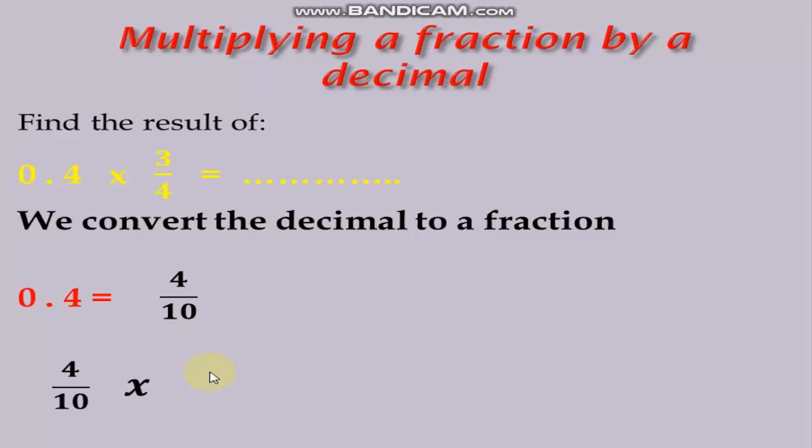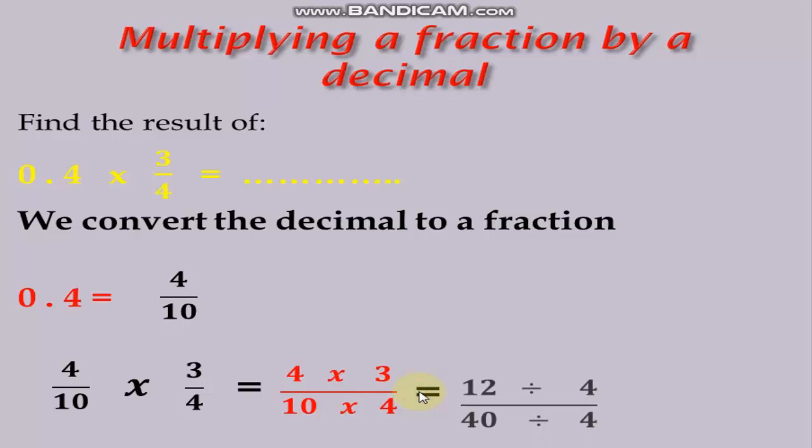4 over 10 times 3 over 4 equals, multiply the numerators, 4 times 3, over 10 times 4. 4 times 3 equals 12. 10 times 4 equals 40. 12 and 40 are divisible by 4. 12 divided by 4 equals 3. 40 divided by 4 equals 10. So 0.4 times 3 over 4 equals 3 over 10.